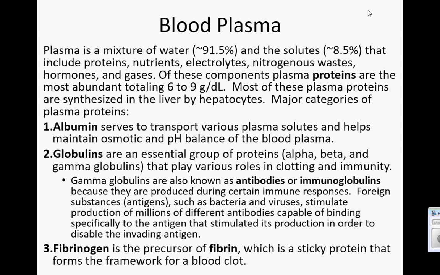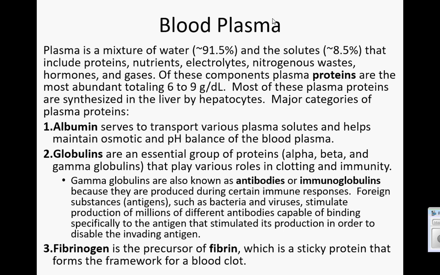There are actually 3 different classes of those: alphas, betas, and gammas. Of the 3 types, gammas are going to be the most important to us in this class, because when you hear about antibodies, that's what we're talking about here. The other name for antibodies is immunoglobulins, which tells you exactly what they are and what they do. They provide us with immunity, and they are globulin class proteins. They will interact with foreign substances called antigens, like viruses and bacteria, and when exposed to them, will produce millions of different antibodies capable of binding specifically to that antigen in order to disable it. We'll talk about antibodies and their functions in greater detail in our next unit.